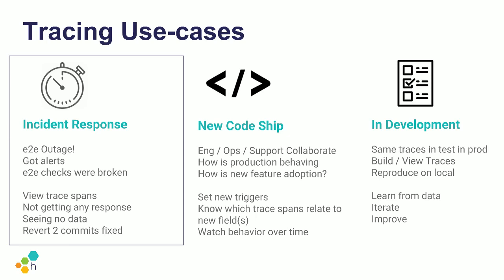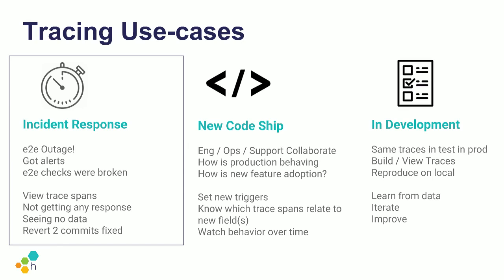Okay, so having just walked through the anatomy of a trace and how you would use it, we're going to cover a couple of tracing use cases. There are many different ways you can use tracing, and the obvious one is incident response. Ben's going to walk through a real outage, an incident that we had at Honeycomb, and show how we worked through that using tracing.